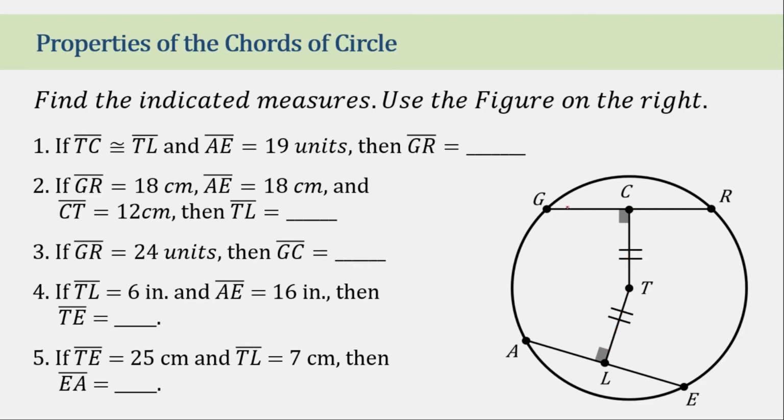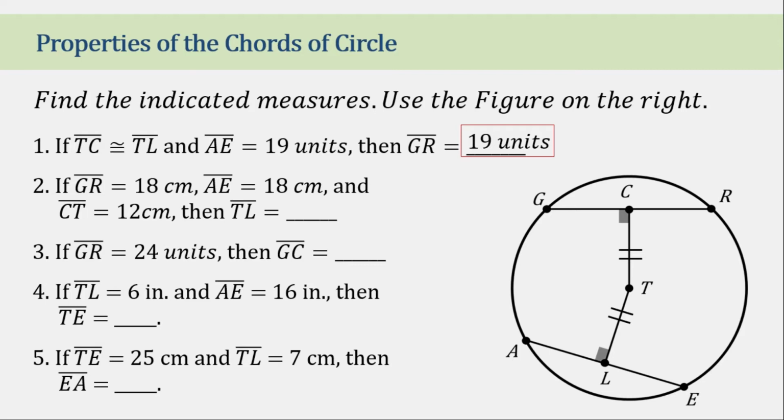It tells us that these two chords are equidistant from the center, meaning they have the same distance from the center. And if two chords are equidistant from the center, therefore these two chords have the same measure. Now if chord AE is 19 centimeters or 19 units, therefore chord GR measures also 19 units. Because they're equidistant, therefore they are congruent.